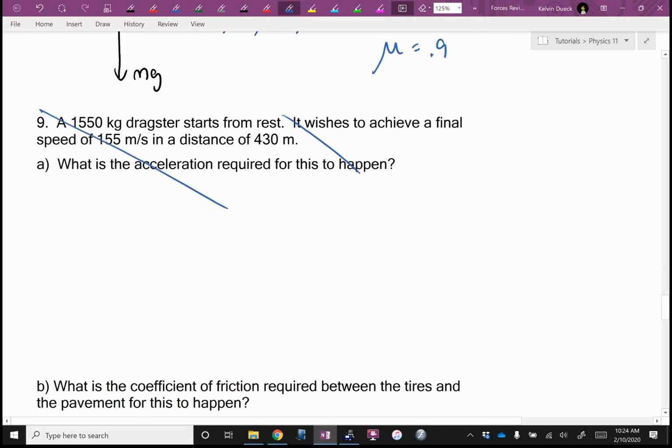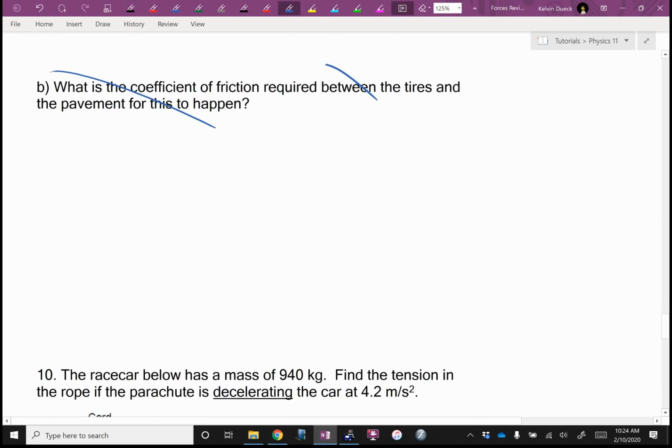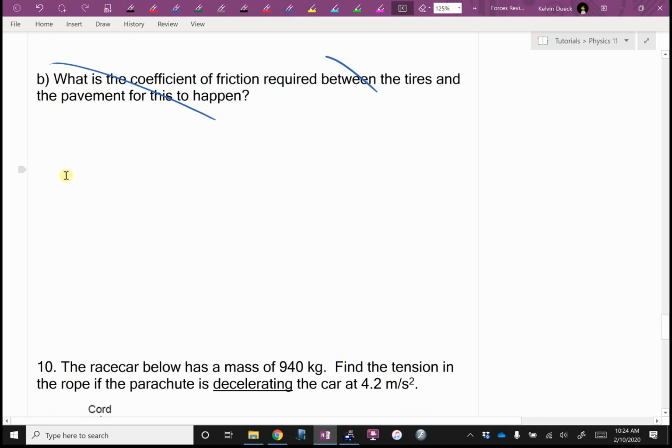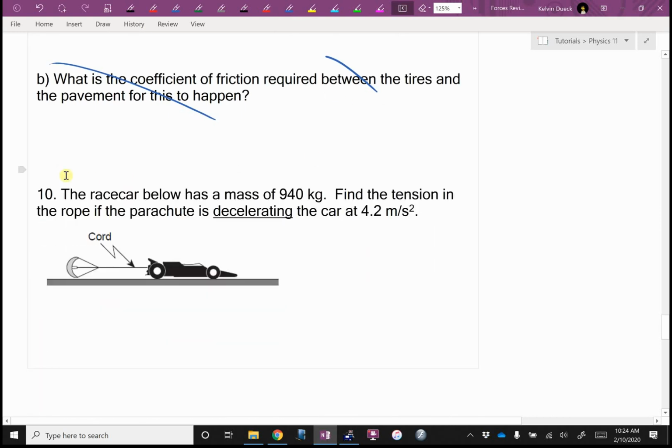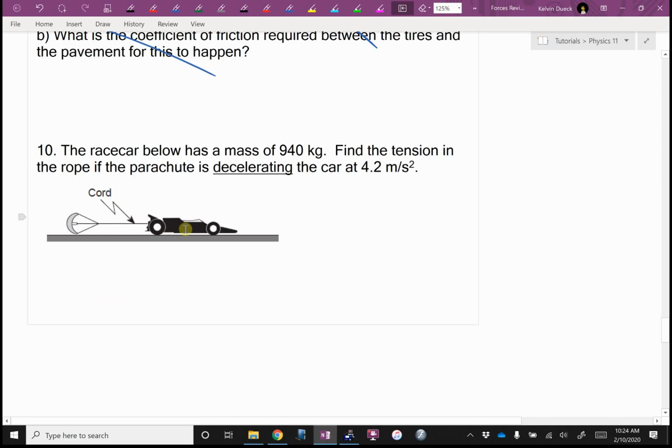I'm going to skip number 9 because I don't know if I have time. We kind of did one like that. Number 10 is so easy that it's tough. This is from your homework. I gave you this question. It says the race car below, I changed the numbers, has a mass of 940 kilograms. Find the tension in the rope if the parachute is decelerating the car at 4.2 meters per second squared.